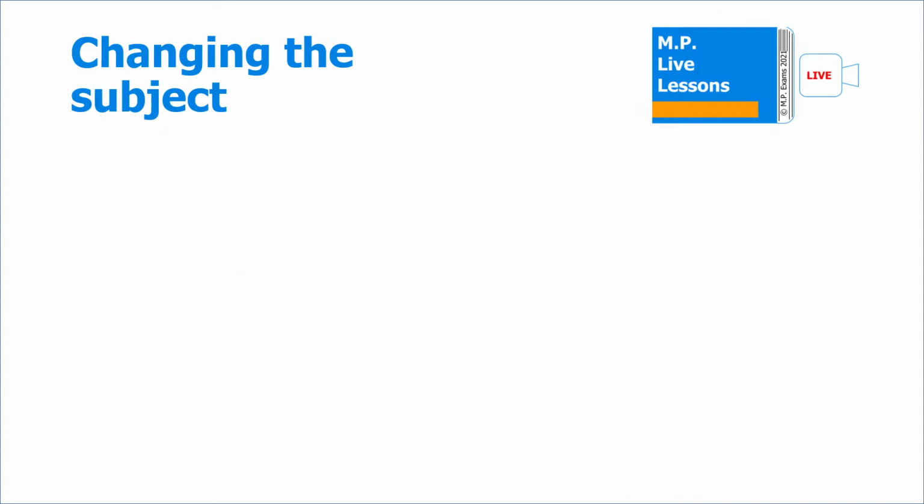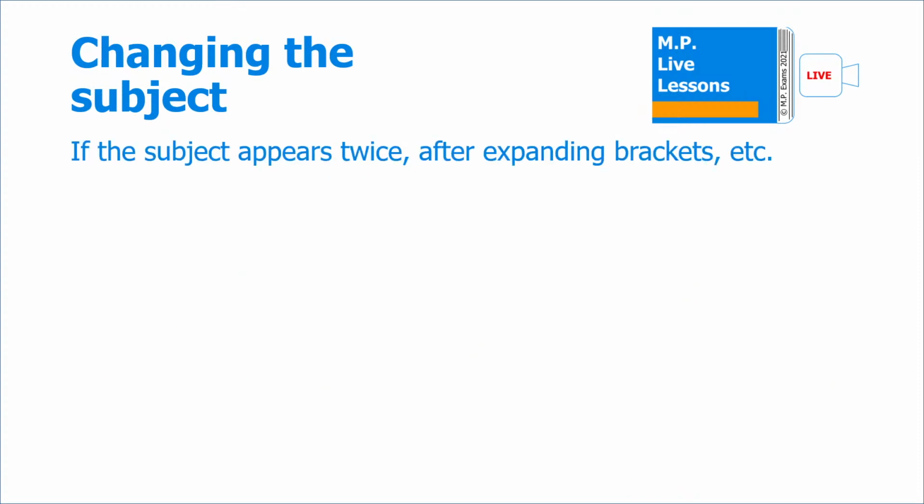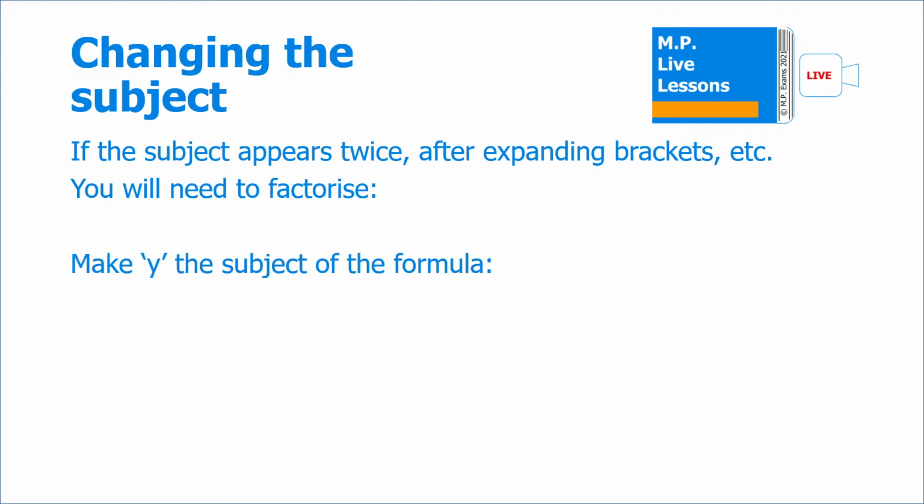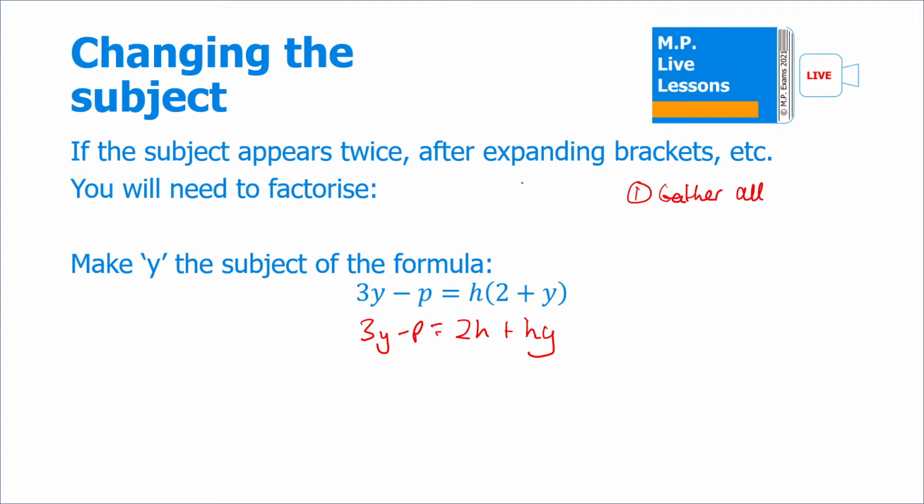Now, there might be some harder variations where the subject appears twice even after we expand brackets. In this case, you'll have to factorize. For example, in this case, we'll try and make y the subject of this formula. So we'll expand these brackets so we have 2h plus hy. So what we do next is we gather all terms with the letter we want on one side and the rest on the other.